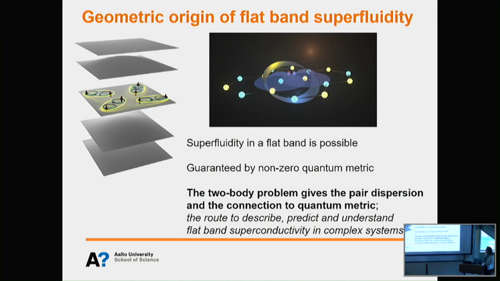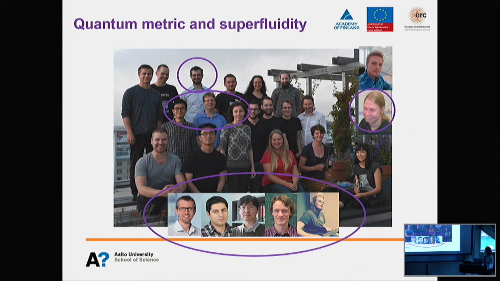And that's my conclusion. We have shown that superfluidity in a flat band is possible. It's guaranteed by topological and geometrical quantities, and the two-body problem already seems to give much of the essentials of this phenomenon. And here are the people, in particular our ETH collaborators, Sebastian Huber on some of the parts, and then Sebastiano Peotta and Long Liang are the two very important postdocs in this work.